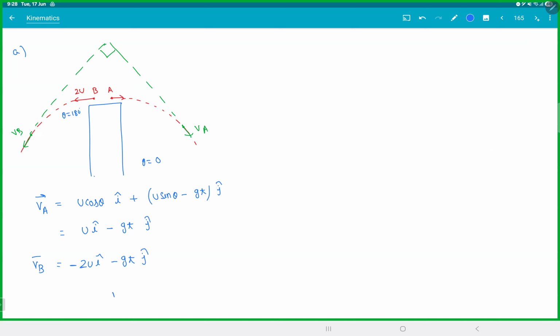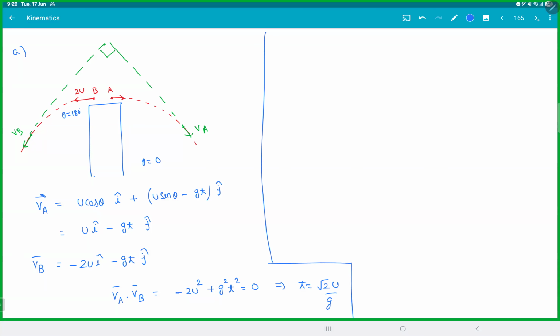If two vectors are perpendicular, then the dot product is 0. VA bar dot VB bar is 0. How much is this? Minus U square plus G square T square is 0. So therefore we get time T is equal to root 2 U by G. Make sense? That is the first part. What is the second part?